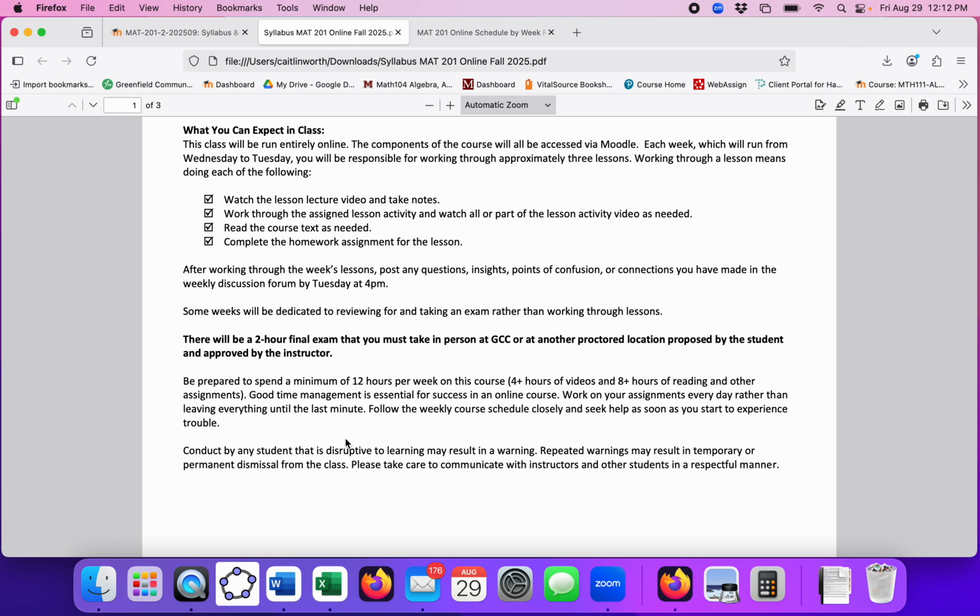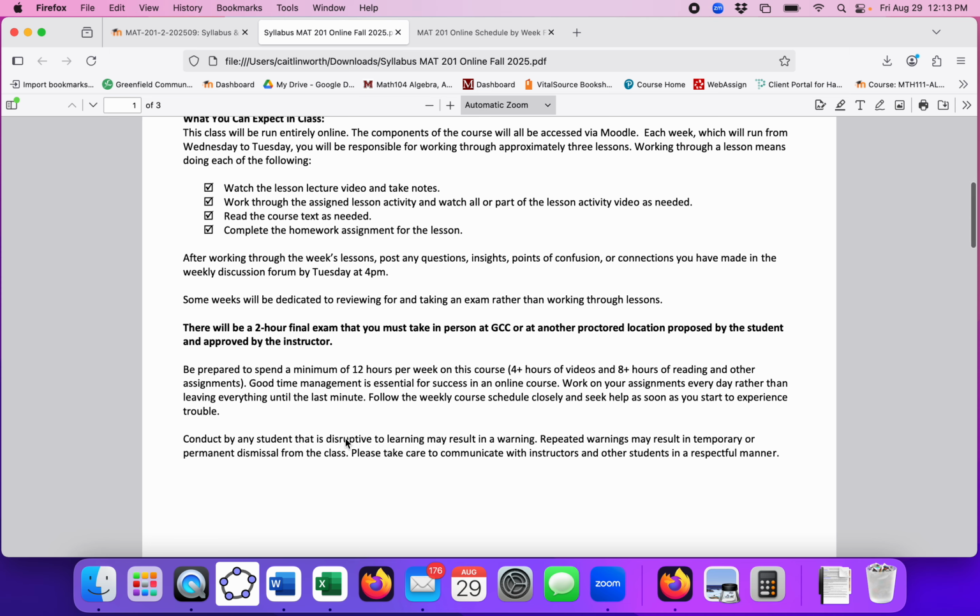So this is an online course, which means that your time is not structured. You're going to need to structure your time yourself. Be prepared to spend a minimum of 12 hours per week on the course. That's about 4 hours of videos and 8 hours of reading and other assignments. Good time management is essential for success in an online course. Work on your assignments every day rather than leaving everything to the end of the week. Follow the weekly course schedule closely. Seek help as soon as you start to experience trouble.